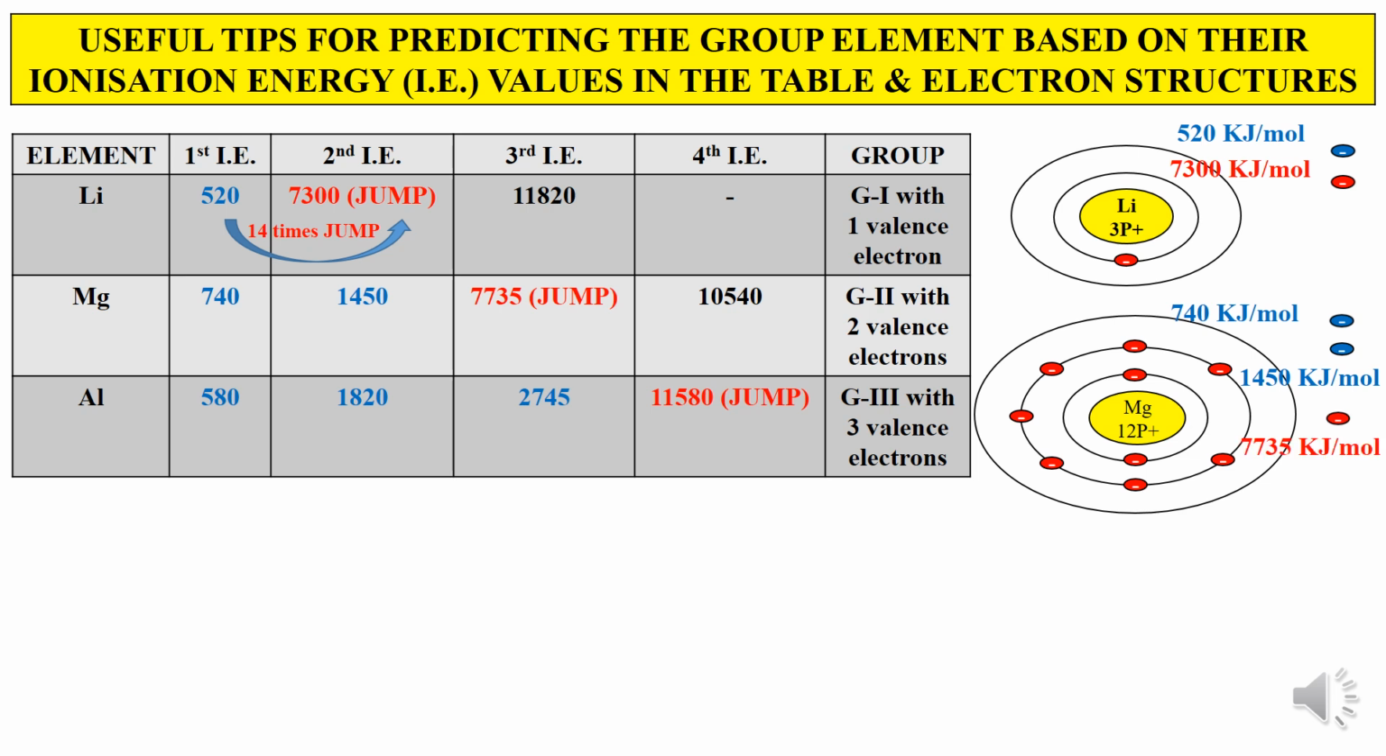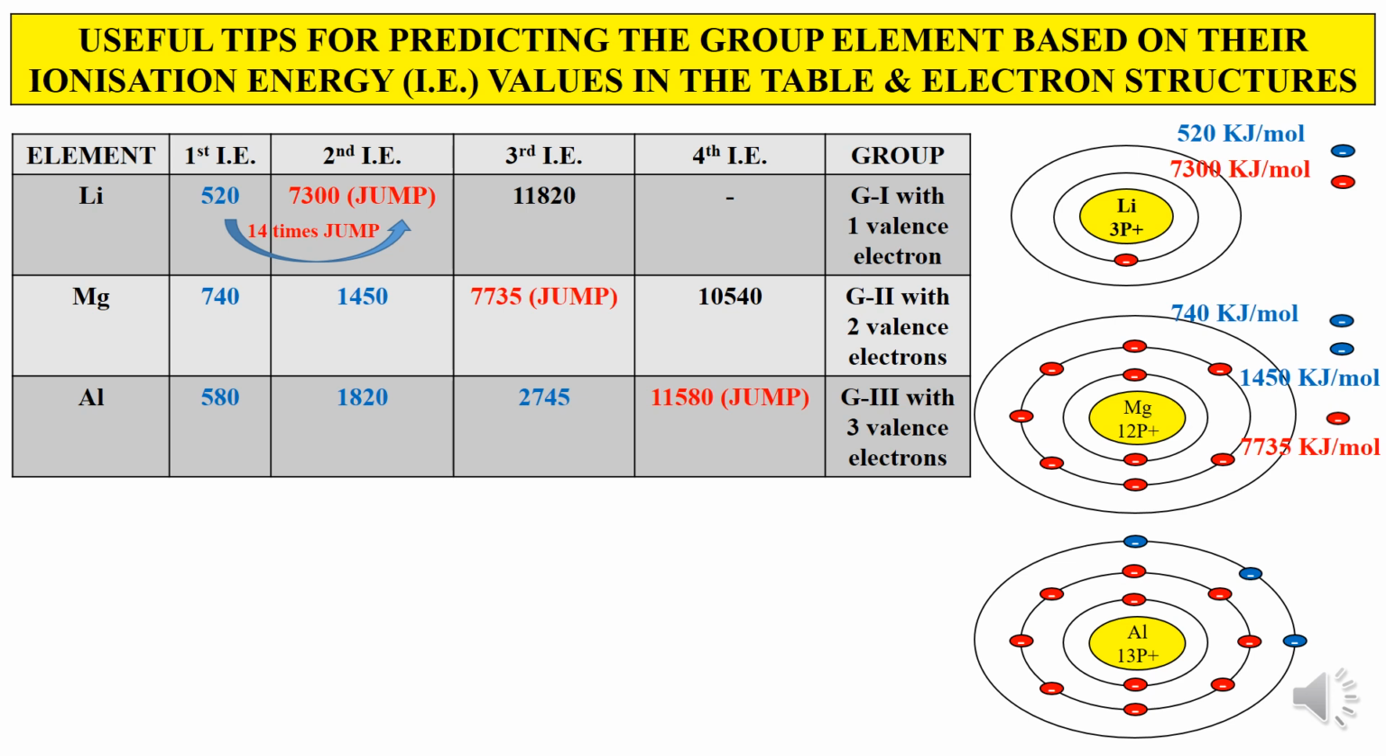Now when the core electron is removed, you can see a drastic jump in the ionization energy value. Around 7735 kilojoules per mole of energy is required. So magnesium has two valence electrons, and during the removal of the two valence electrons, there is an increase in the ionization energy values, but the difference is not that big. But when the core electron is removed from the new shell, you can see a drastic jump in the ionization energy values. So you can see nearly a 5 times jump in the ionization energy values.